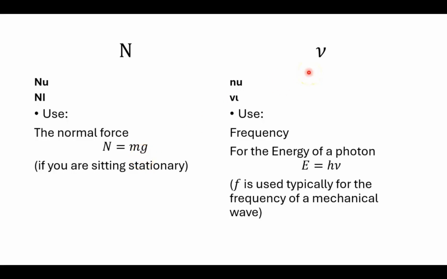And the lowercase nu is used to represent the frequency, especially for the energy of a photon, where it's given by the Planck constant times the frequency of the photon. And just a reminder, f is also used to represent the frequency, but it's typically for a mechanical wave. So it's water waves or string waves, and the nu is typically for electromagnetic waves.